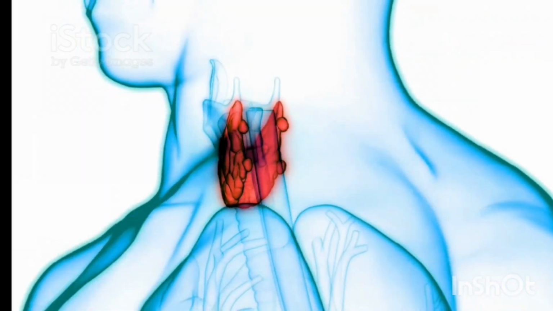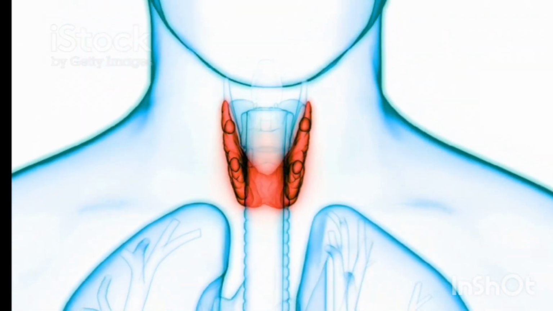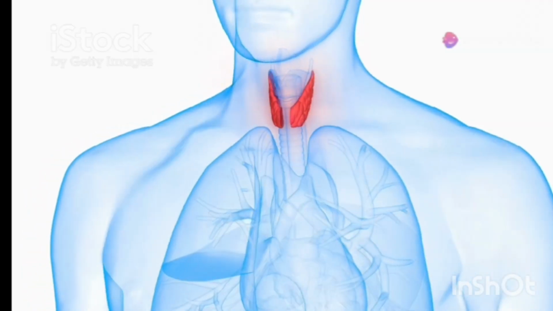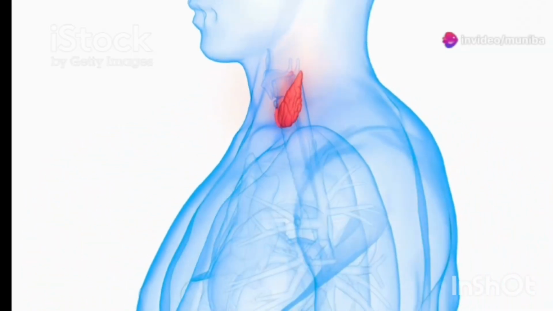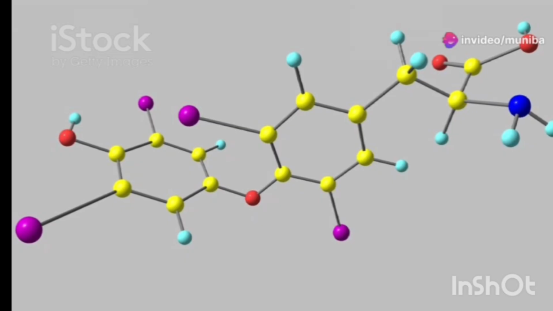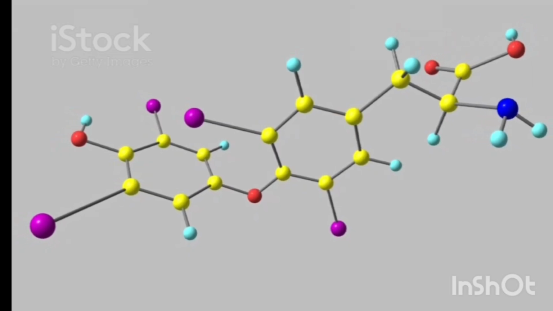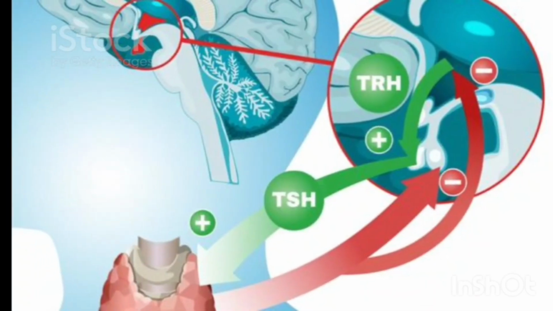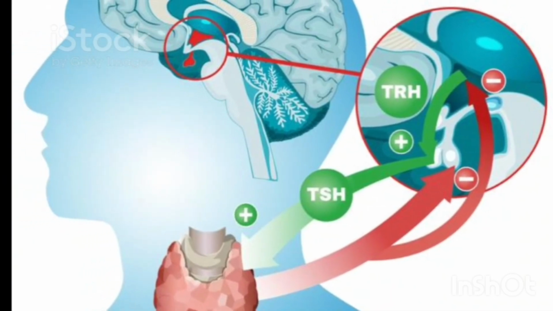The thyroid gland is a small, butterfly-shaped gland. It sits in the front of your neck, just below the Adam's apple. Despite its size, it plays a huge role in your body. The thyroid gland produces two main hormones, triiodothyronine, or T3, and thyroxine, or T4. These hormones are essential for regulating metabolism.